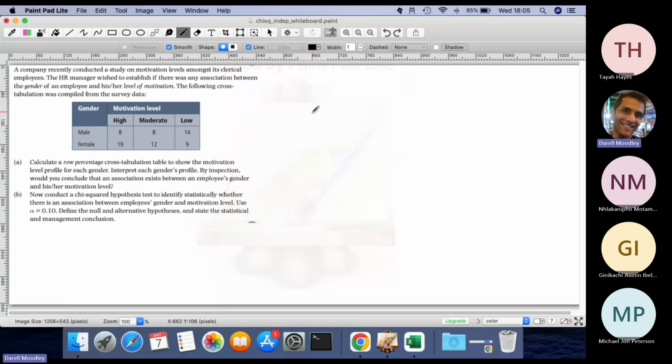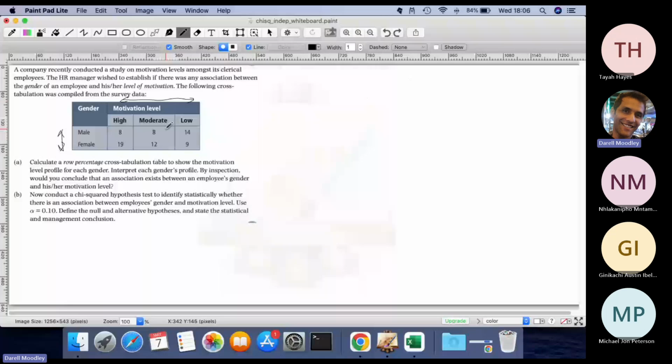So in this question, what we're actually trying to test is whether gender, as in male and female, is independent of motivational level. That's what you have in your table: the row variable, the variable going down the rows, is gender, and your column variable, going across this way, is motivational levels. That's your second variable. So that's what we're going to test for independence.